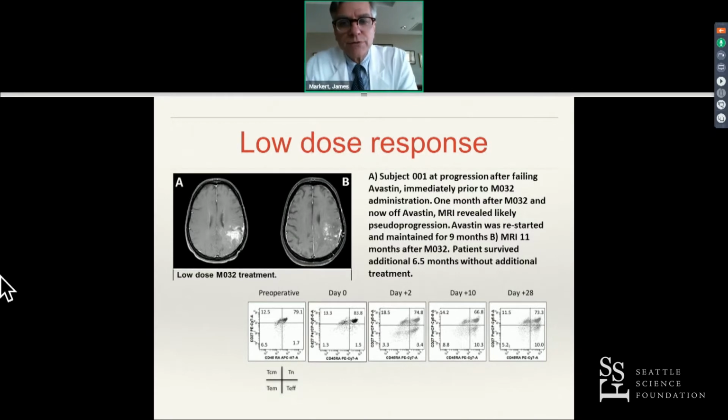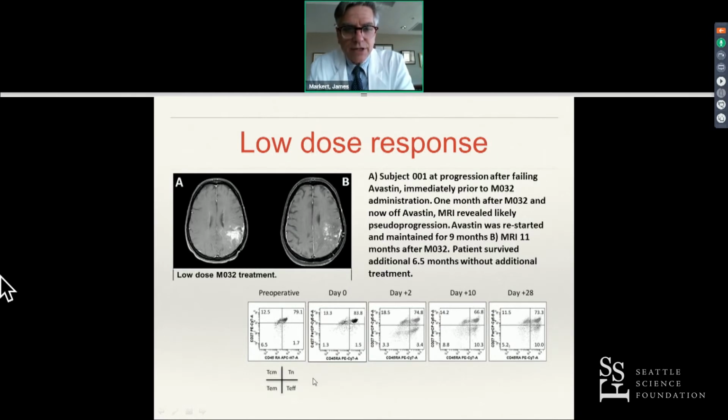And of course, if you fail Avastin and then restart it, you don't ever get a response the second time. So this clearly had to do with this being a pseudo-progression response. And the patient survived for another 6.5 months even after this without additional treatment. So we found that heartening for our very first patient.